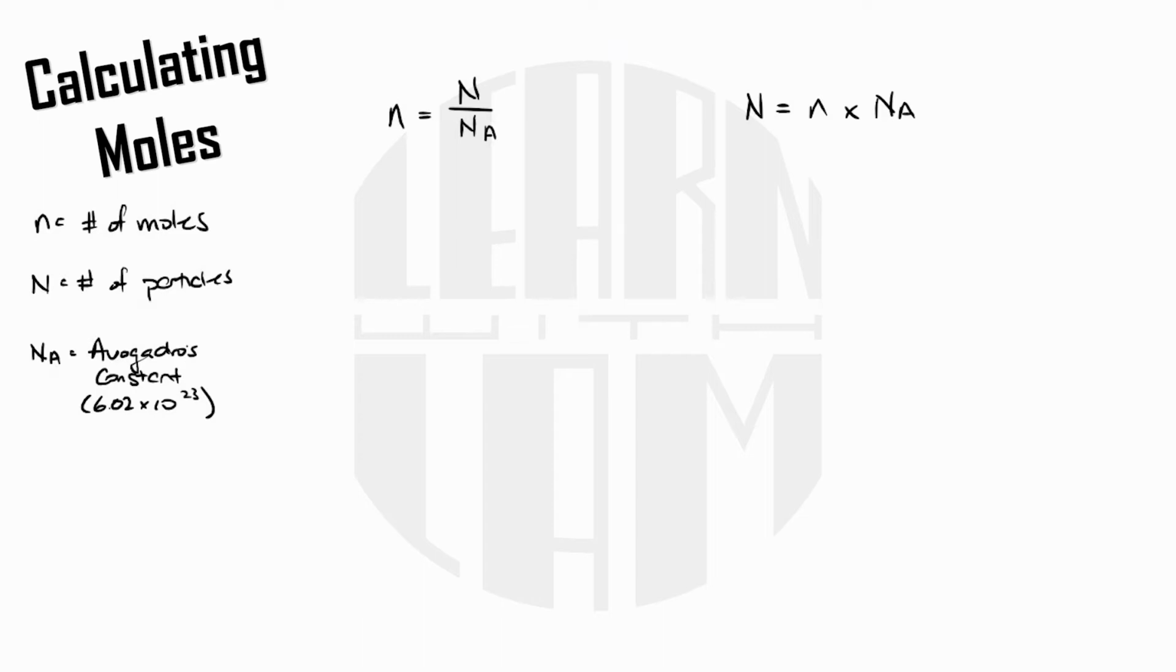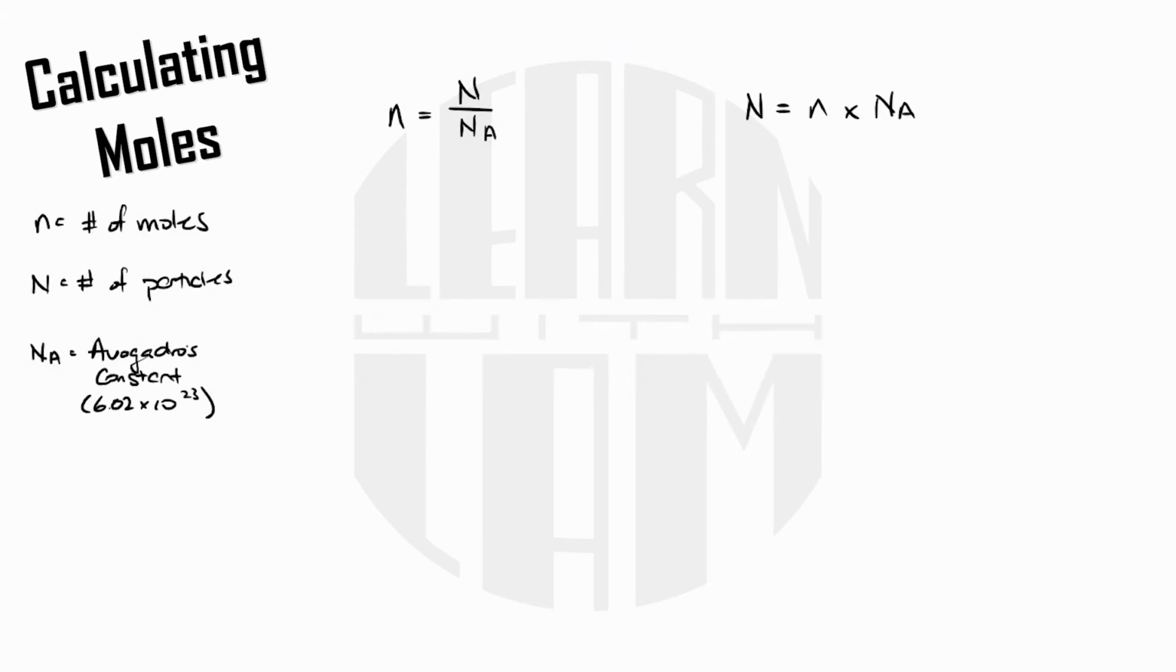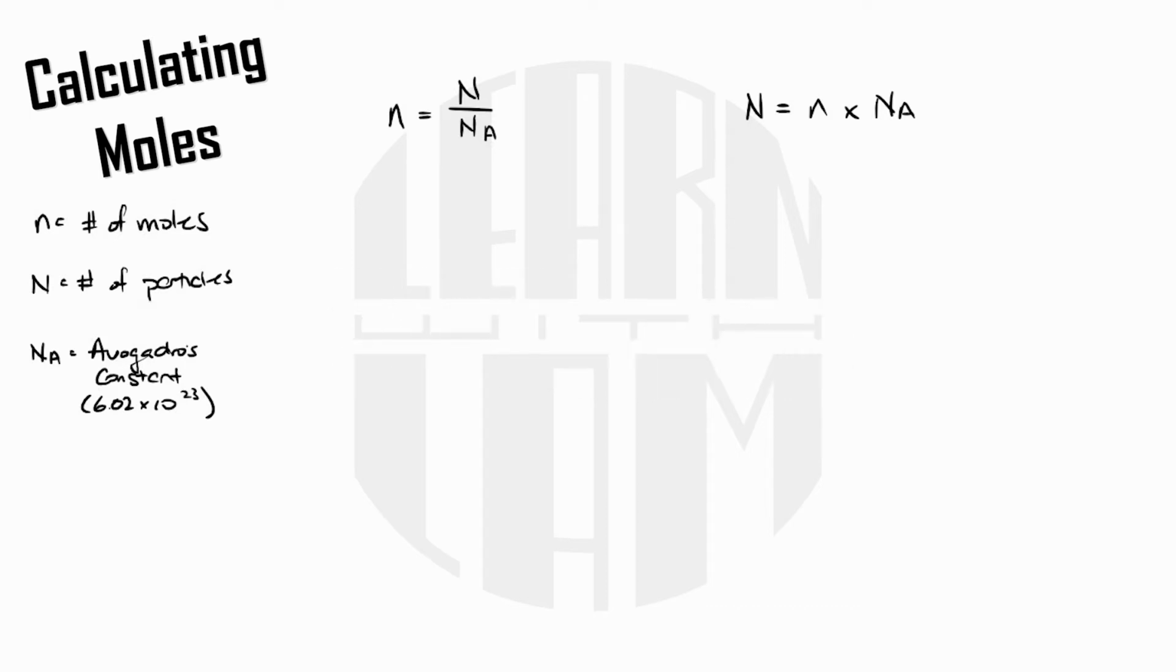So when I say you have 36 eggs, how many dozens of eggs do you have? Did you say 3? Because that's right. And what if you have 2 dozen donuts? Then how many donuts do you have? If you said 24, then you got it, and you already know how to do mole conversions. Let me show you why.